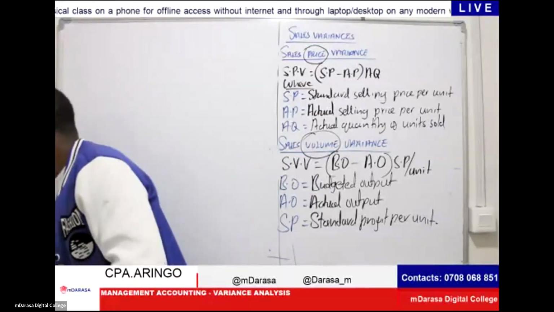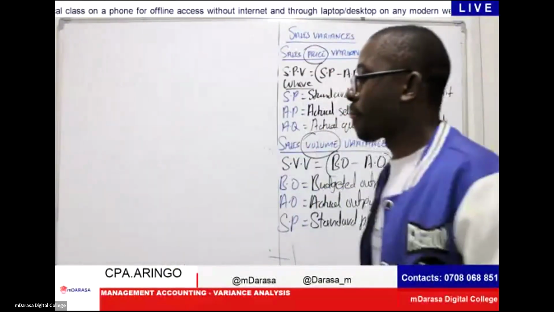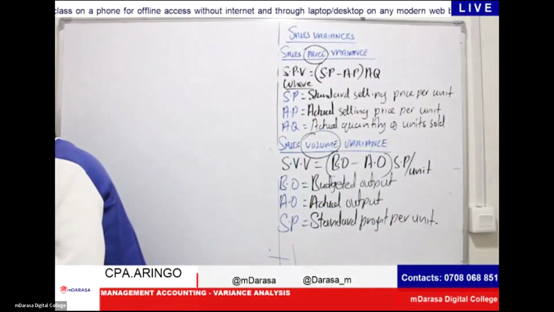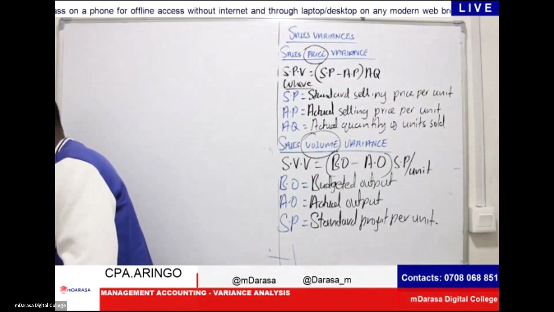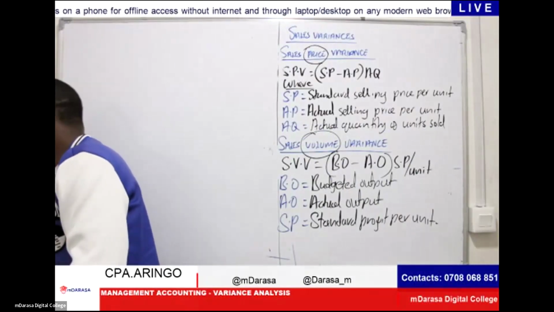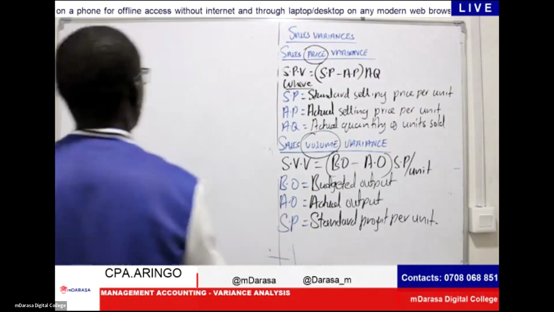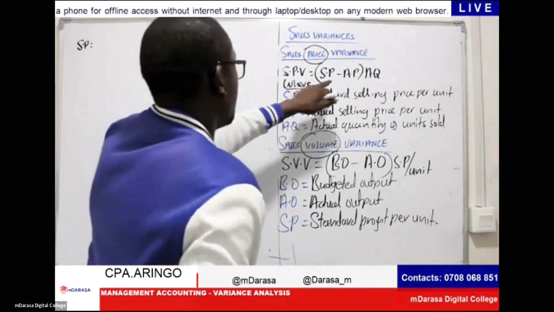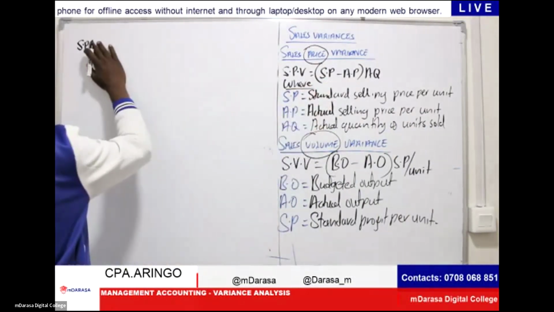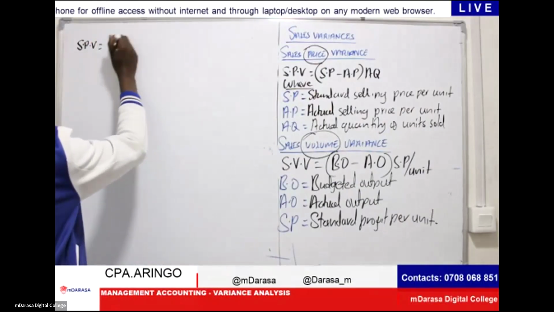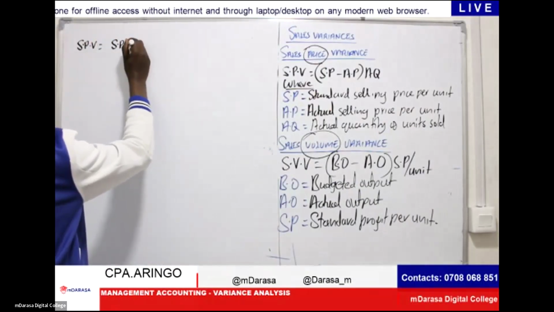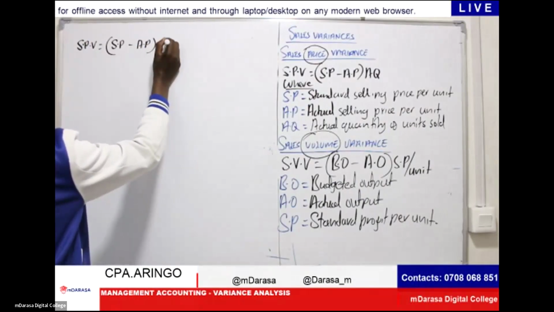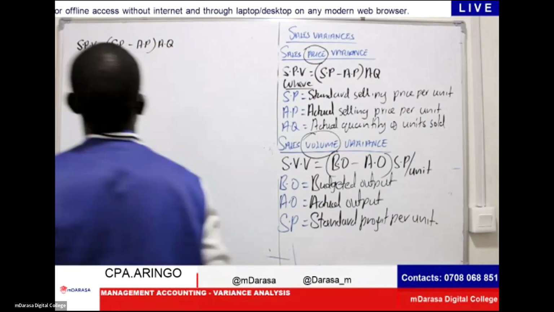So let us see. Believe that you have a question. The first case: what are we told? A good examiner told us that we need to compute our sales price variance. For the sales price variance, I need to determine my standard selling price and actual price, measured into the actual quantity of units sold.